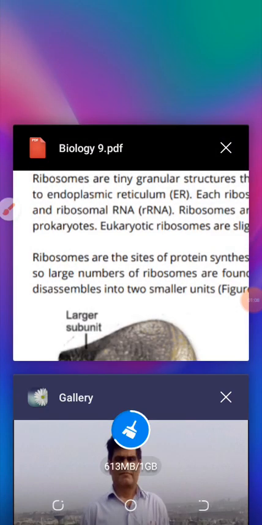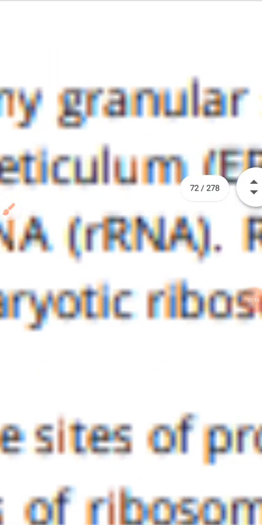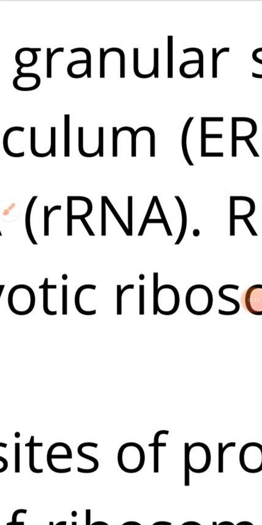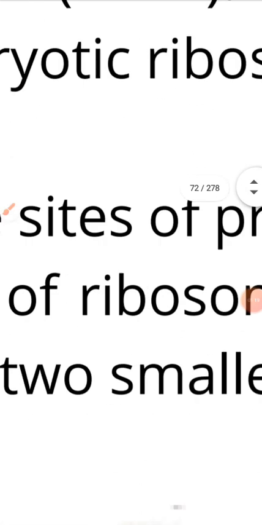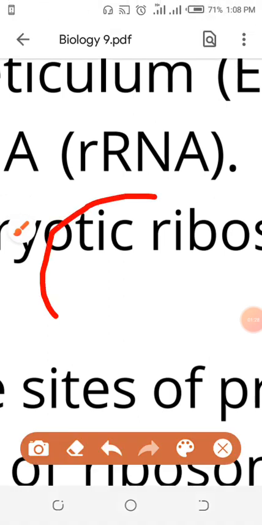We go back to the ribosomal RNA. You can see the ribosomal RNA. It is represented by small r, capital N, capital A. There are two types of ribosomal RNA. Question: where is it formed? Inside the nucleolus.